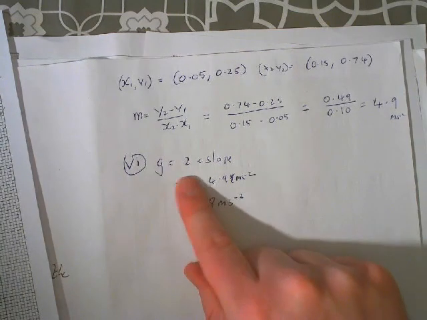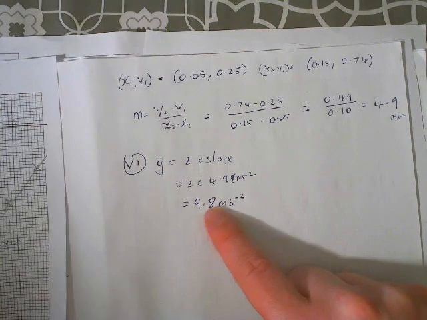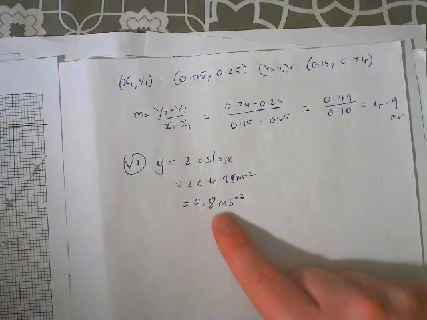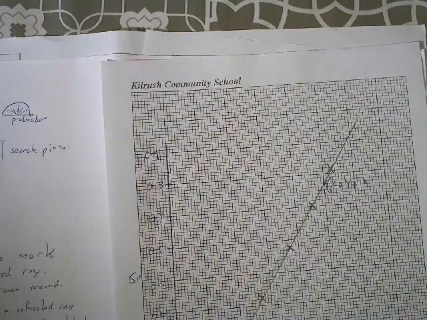Suspiciously exact there, isn't it? Because that's half of the 9.8 that we know and love as being the acceleration due to gravity. So if g is twice the slope, that's twice that 4.9, to give us an acceleration due to gravity of 9.8 meters per second squared.